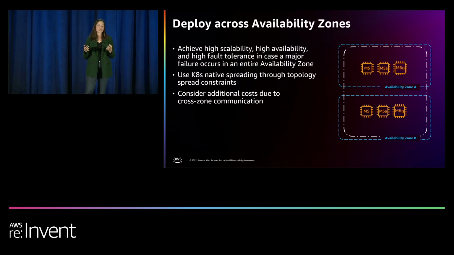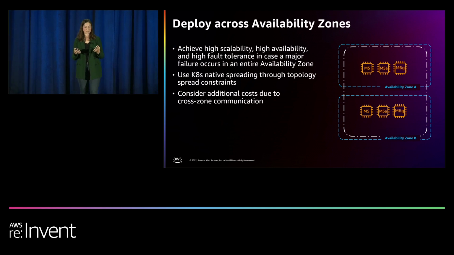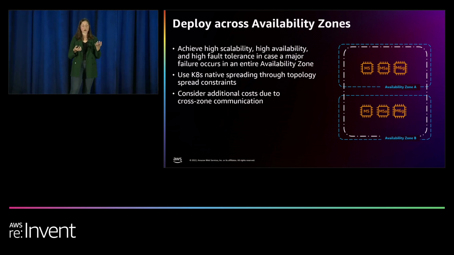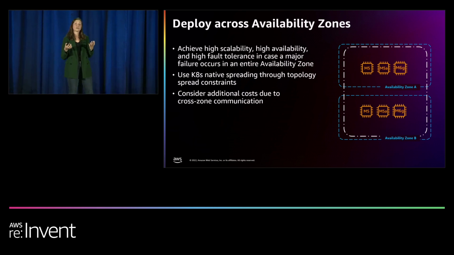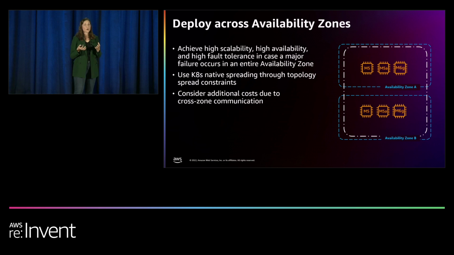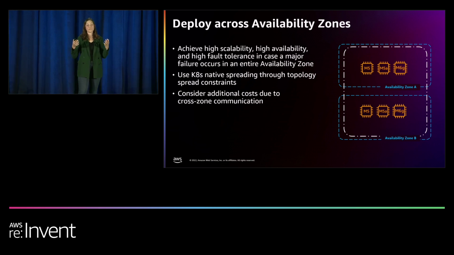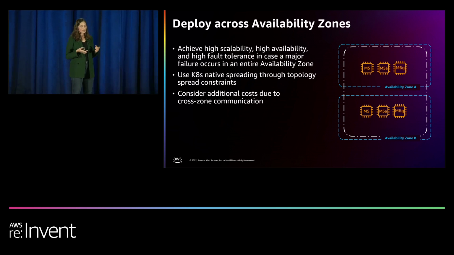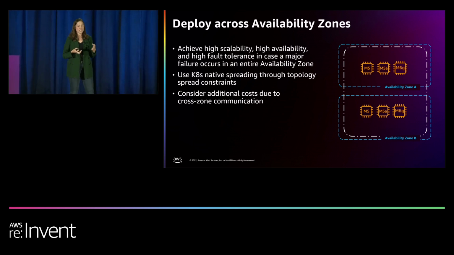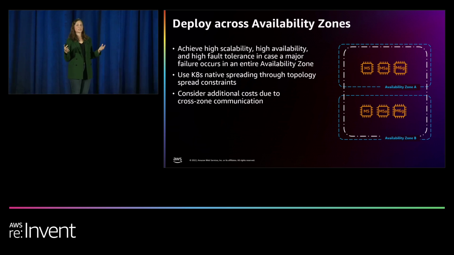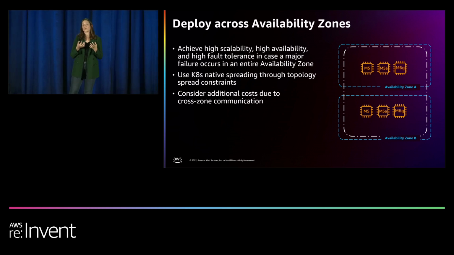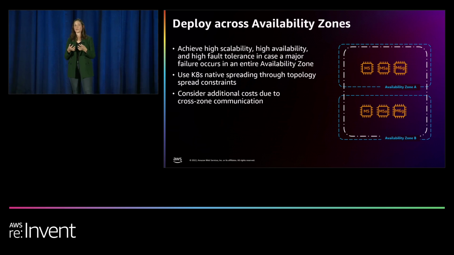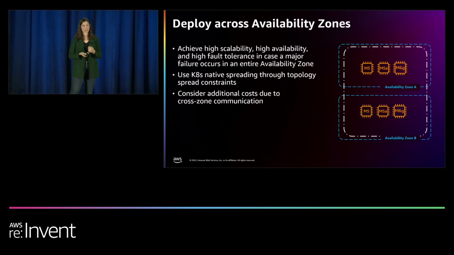Deploying across availability zones is another way to implement flexibility. And there are 2 reasons to do that. One is gaining high availability and fault tolerance in case a major failure occurs in an availability zone. And the second one is getting access to more capacity if your application needs a lot of compute. A common practice that customers implement is to use Kubernetes native scheduling constraints, such as topology spread, to make sure that replicas are spread between different availability zones. And then you need your provisioning tools to respect that spread and provision instances across different availability zones.